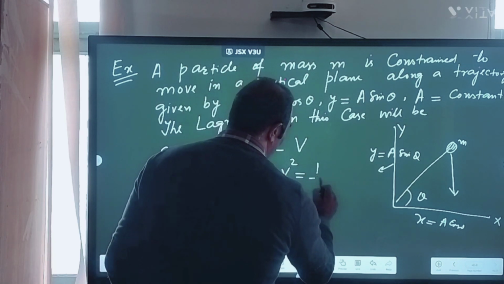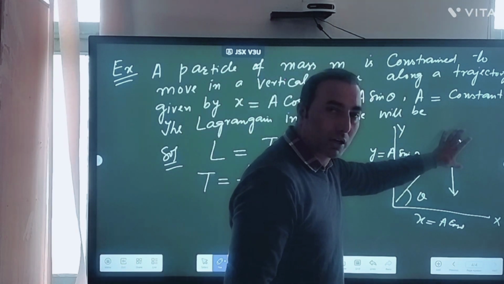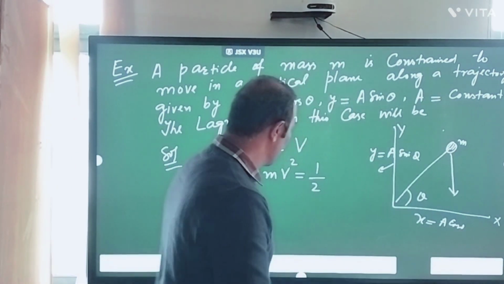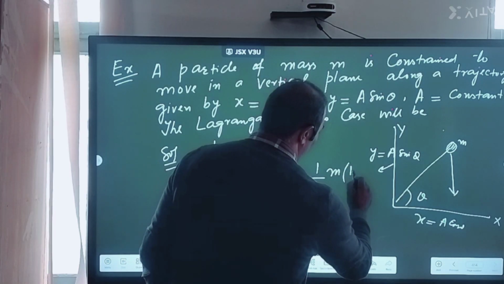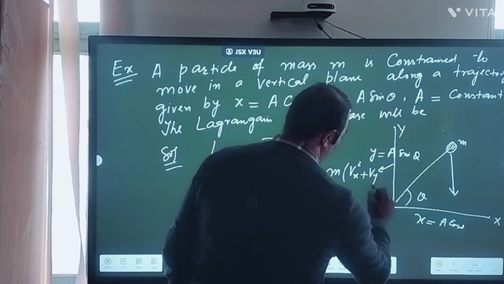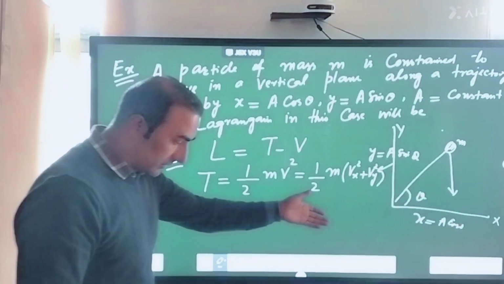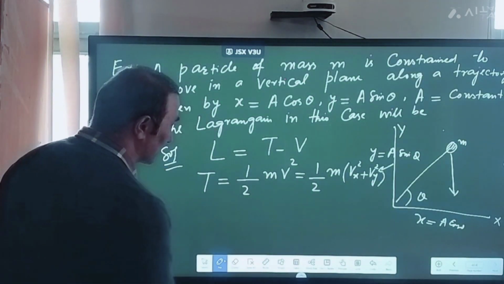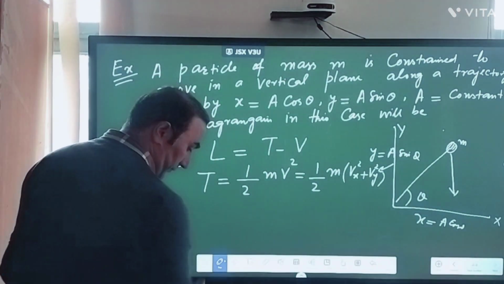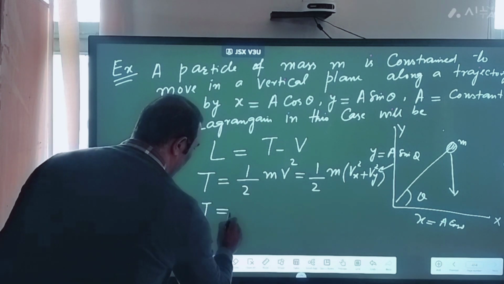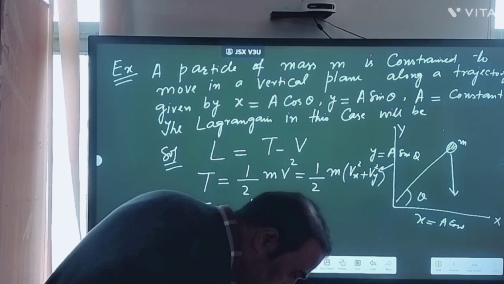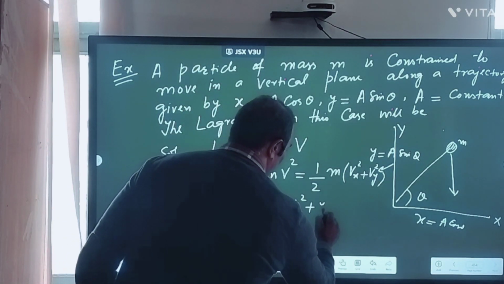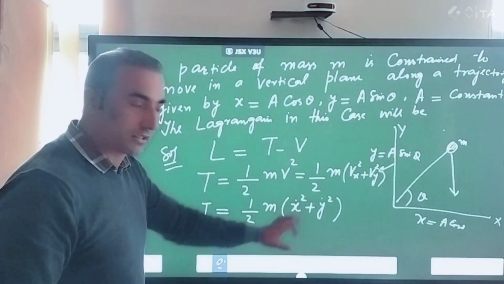So that means the velocity of the particle of mass m has two components, vx square and vy square. So I can write it as 1/2 m (vx square plus vy square). And in terms of x and y, I can write it as x dot square plus y dot square. So it's up to you. Or you can rewrite the kinetic term as 1/2 m (x dot square plus y dot square). So I can also write it like this.